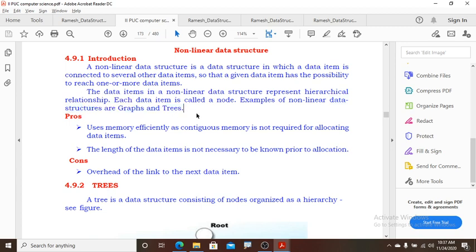They will ask you a question like this: what is a nonlinear data structure? Mention one example. Nonlinear data structure examples are graphs and trees. You can mention it. Now, pros and cons.